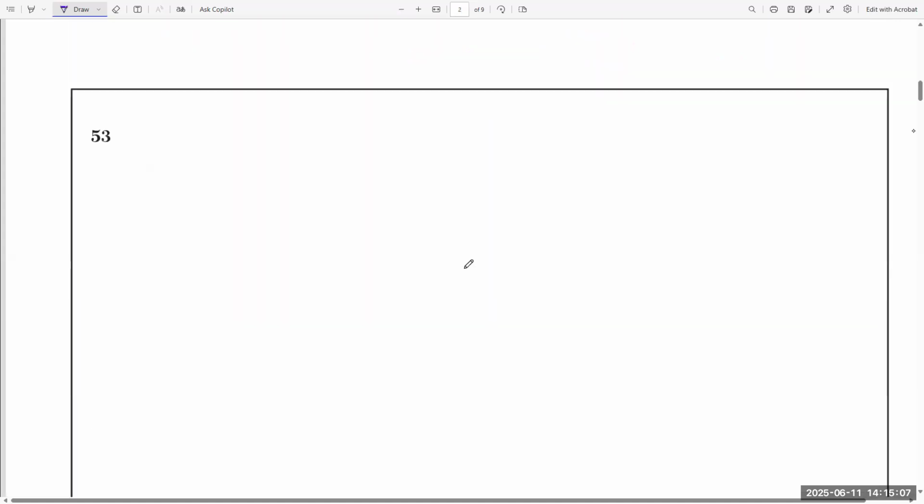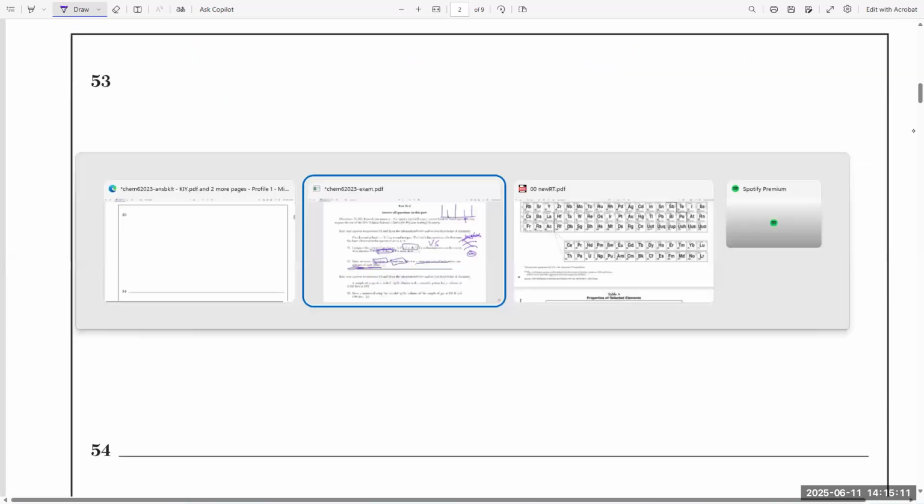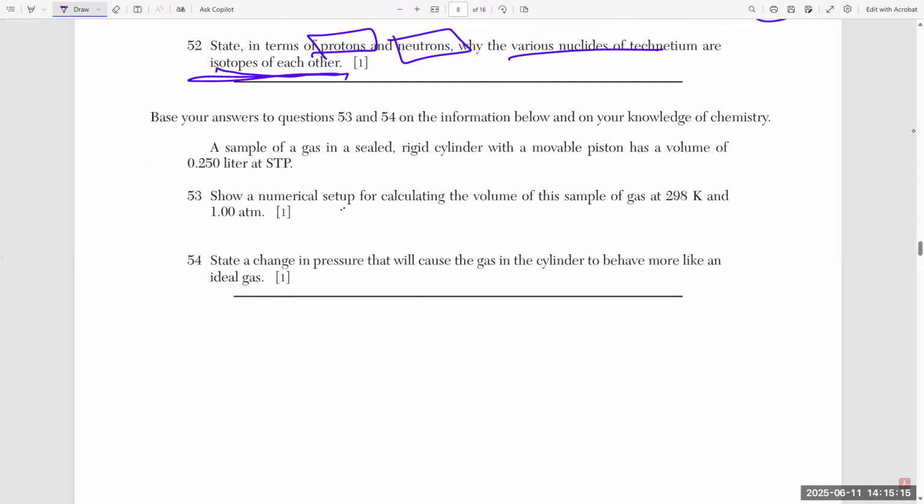Let's go to 53. Looks like in 53, they want us to draw something. So let's take a look. A sample of gas in a sealed rigid cylinder with a movable piston has a volume of 0.250 liters at STP. And this is volume, right? And this is at STP, which means you have temperature and pressure available. Show a numerical setup for calculating the volume of the sample of gas at such and such.